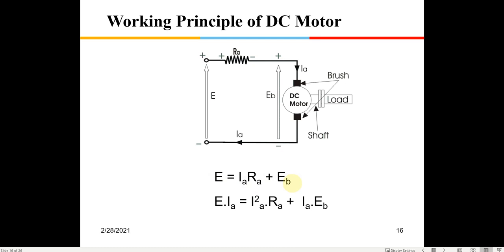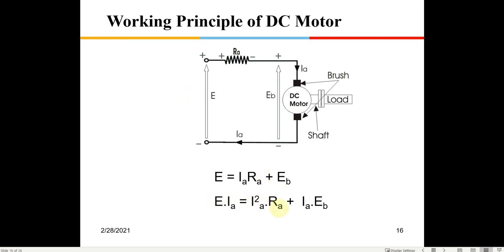Now I just multiply this equation with IA. Okay, let's see what happens. E into IA. So what is E into IA? If you see from here, from the external power supply points, this is the voltage which I am applying, and this is the current which I am supplying into the motor. So from the source point of view, this is the power which I am consuming from the source, like voltage into current. So this becomes the power which I am consuming.